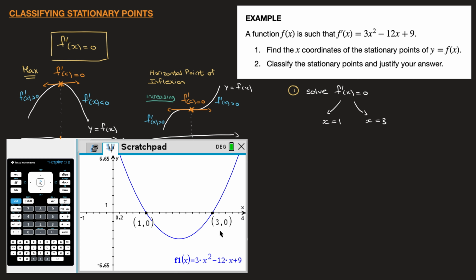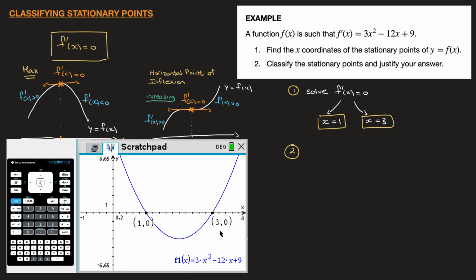The x-coordinates of the stationary points of y equals to f of x are the x values at which f dash of x equals to 0. And so those are x equals to 1 and x equals to 3. Done. Now for question 2.